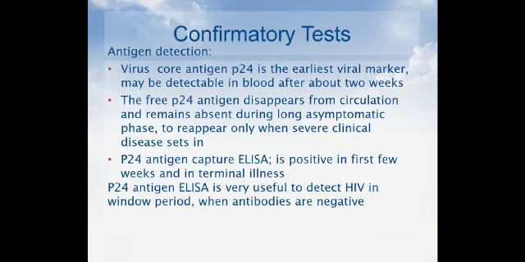Now, the other confirmatory tests. If you have found antibodies and you want to confirm, you have to detect the antigen. And the most commonly used antigen test is P24 antigen because it is the earliest viral marker to be present and it is detectable throughout the infection. P24 antigen can be detected by capture ELISA, and P24 HIV ELISA can work even in the window period of the HIV infection when the antibodies are negative.